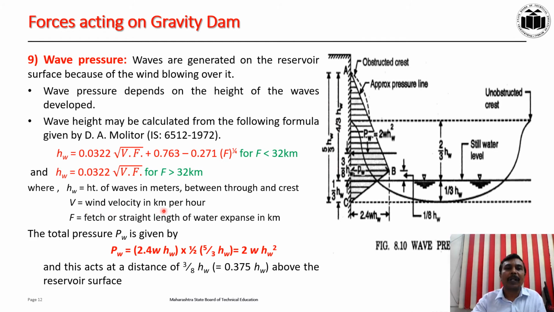V is the wind velocity in kilometers per hour. F is the fetch or straight length of water expanse in kilometers. And the total wave pressure is given by this expression: PW equals 2.4 W into HW into the power half into 5 by 3 HW, that is equal to 2W HW square. And this PW acts at 0.375 HW, that is 3 by 8 HW, from the reservoir surface.